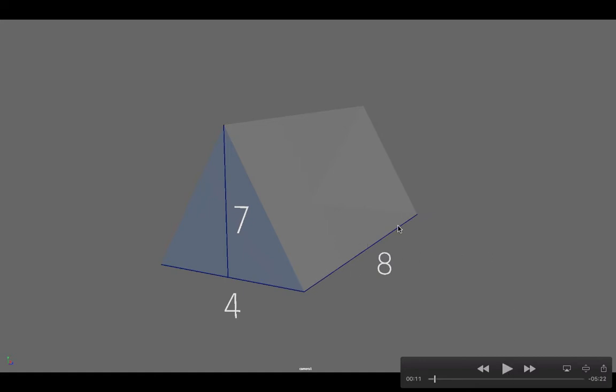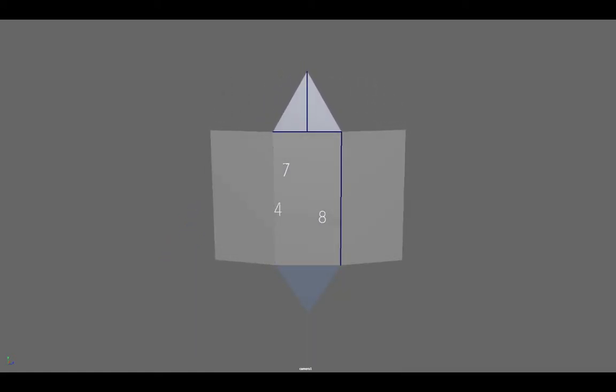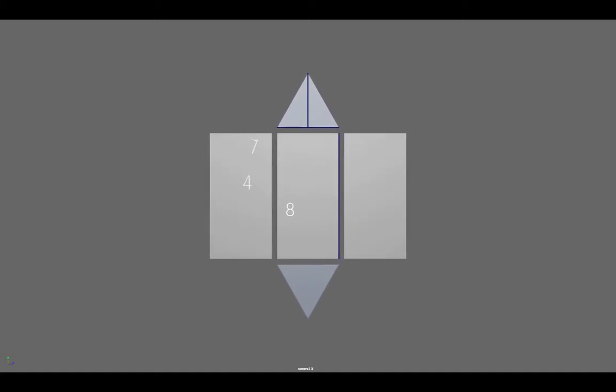Now I know this might look a little weird. How is this line a height? By definition, the height of a prism is the distance between its two bases. So whether the prism is standing up or laying down, that distance right there is going to be the height of the prism. We'll go ahead and open this up and view it as a composition of its two-dimensional surfaces.